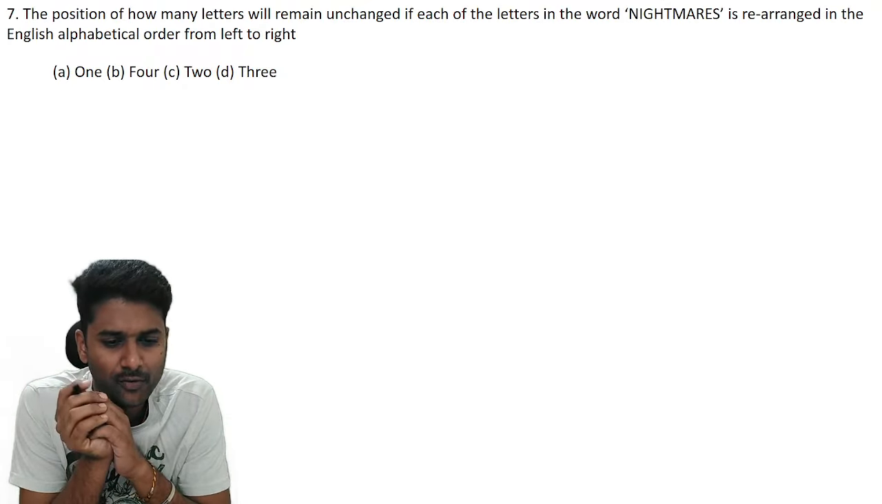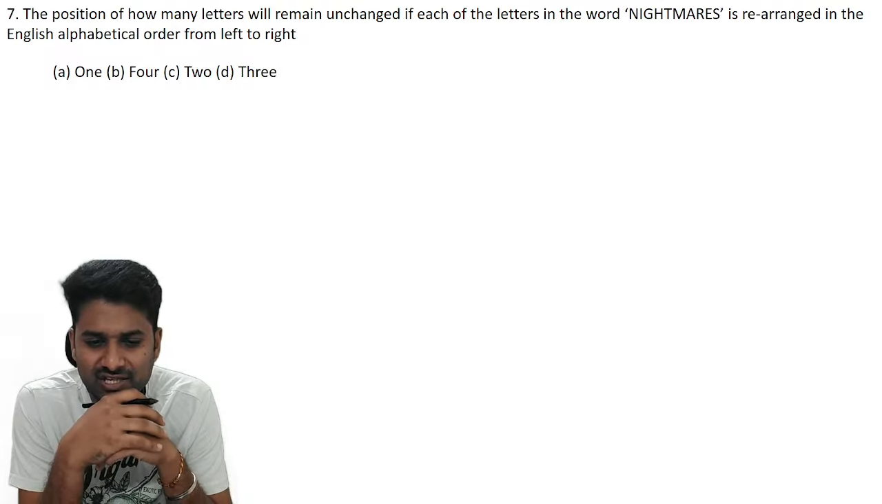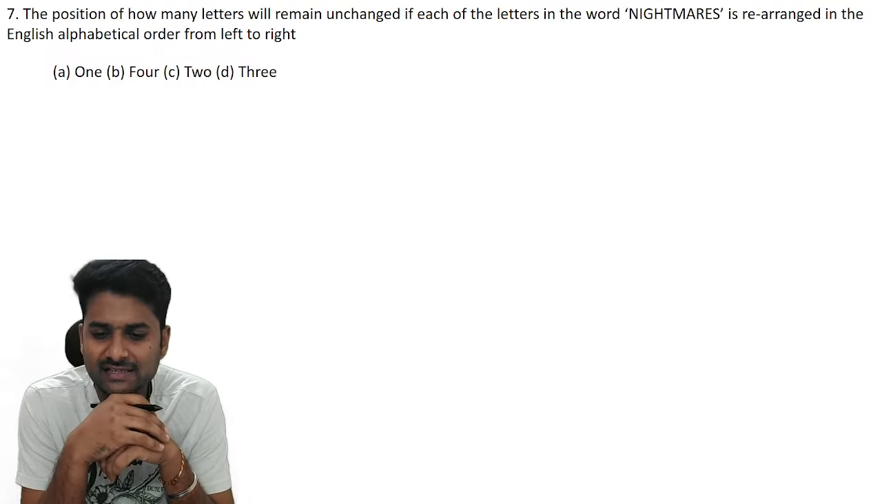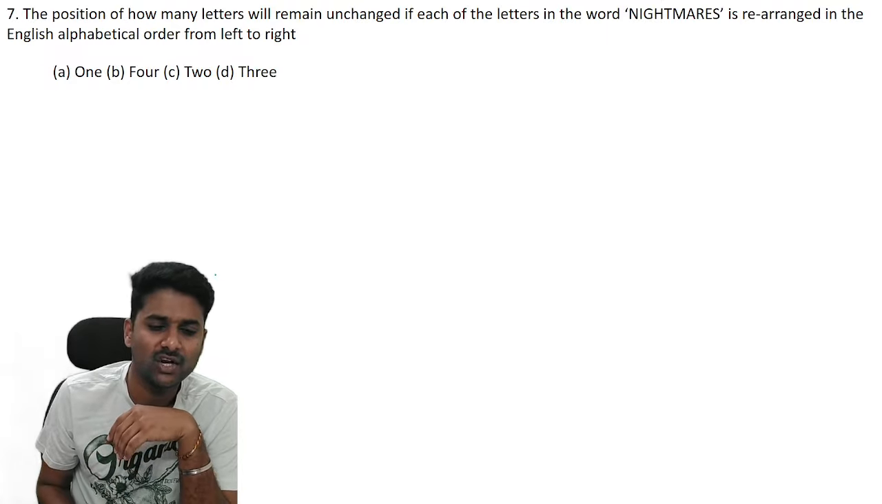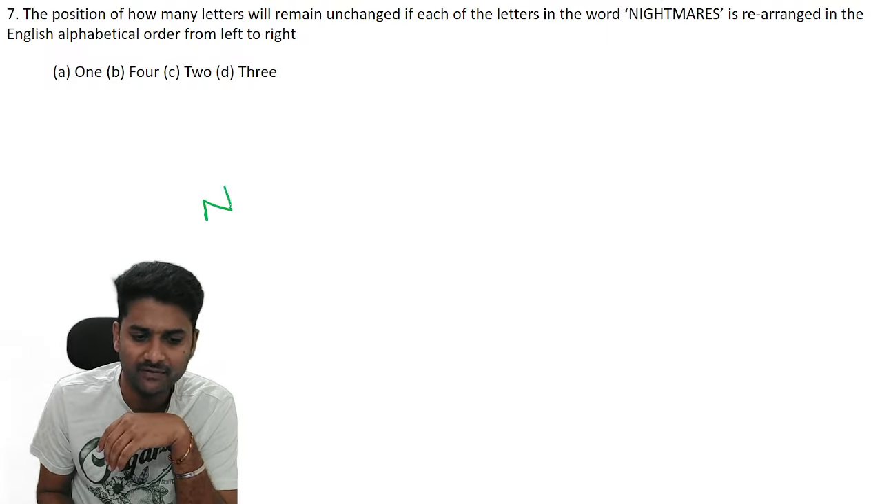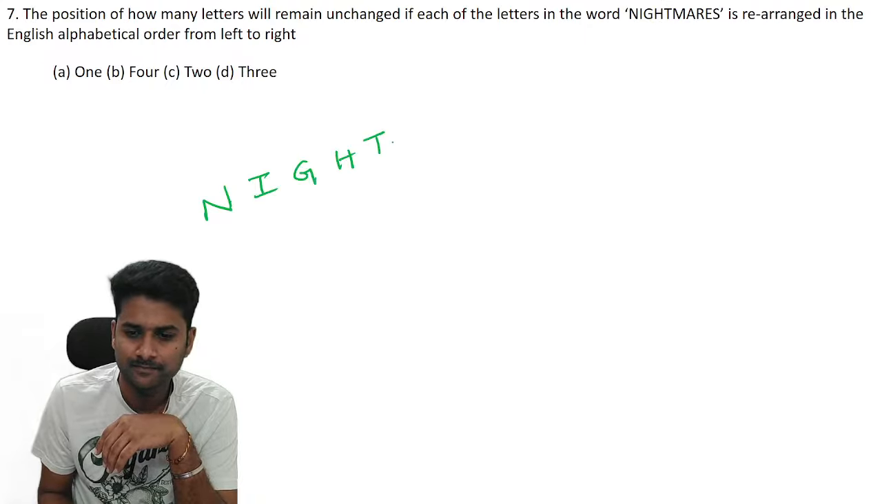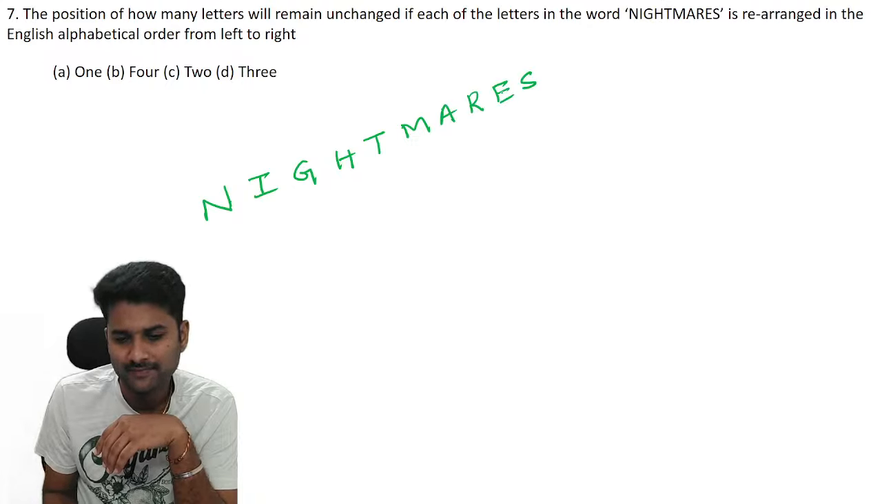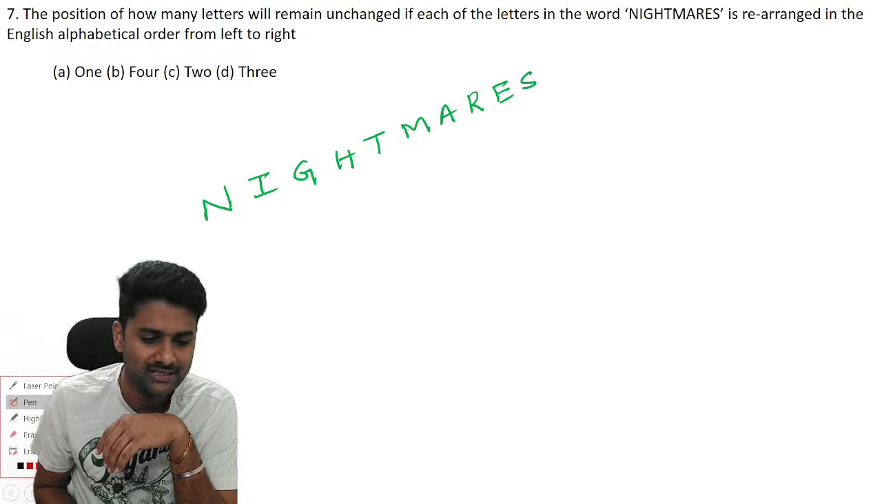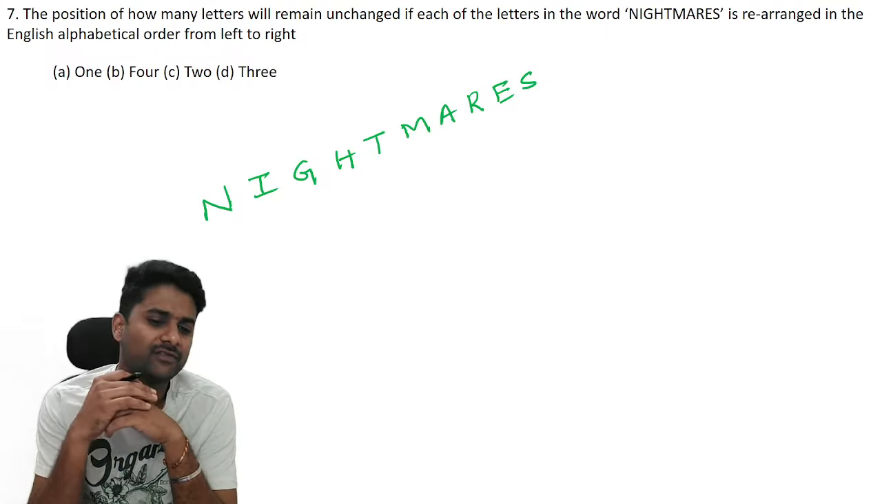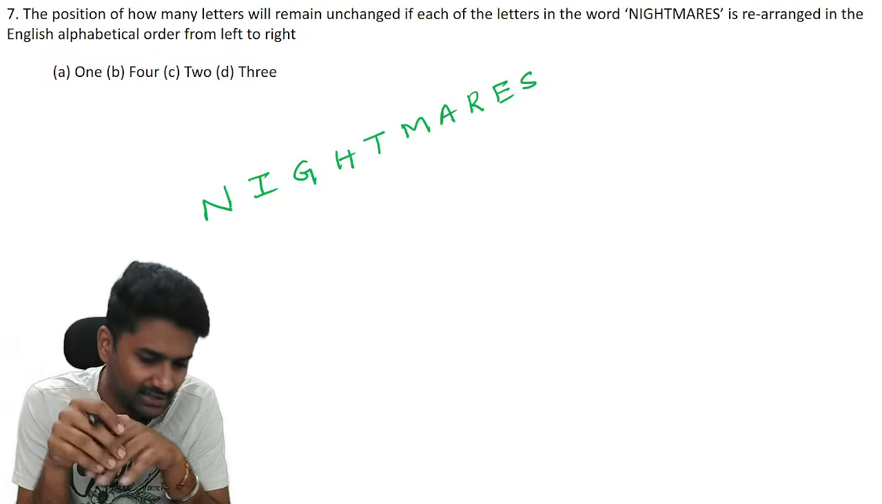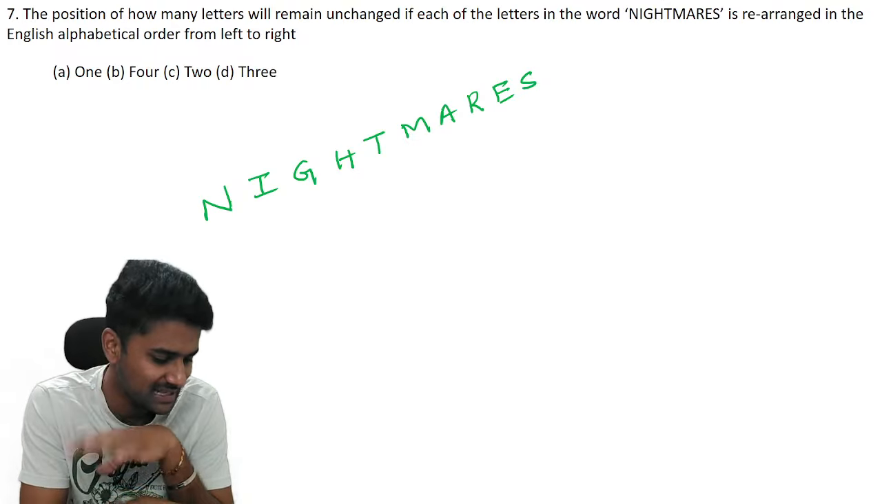The position of how many letters will remain unchanged if each of the letters in the word NIGHTMARES is rearranged in the English alphabetical order from left to right? Here the given word is NIGHTMARES, N-I-G-H-T-M-A-R-E-S. Now you have to arrange all these letters in alphabetical order. After arranging in alphabetical order, how many letters still remain unchanged?